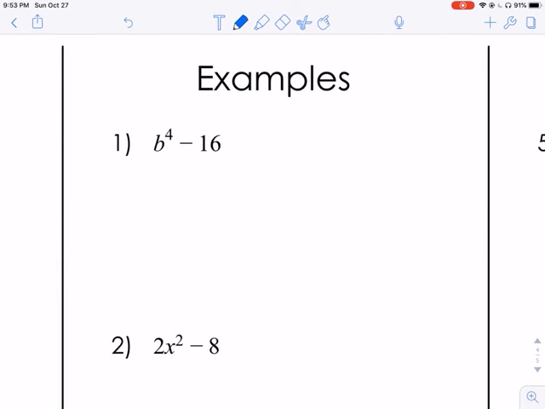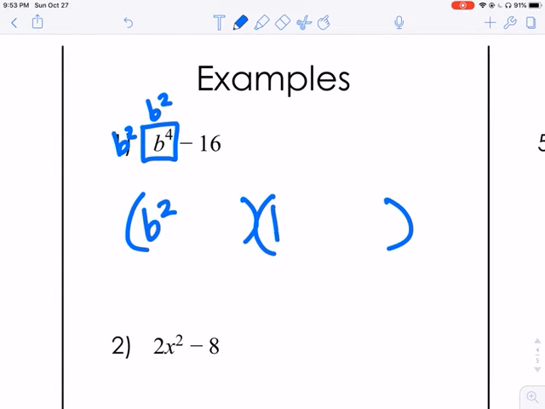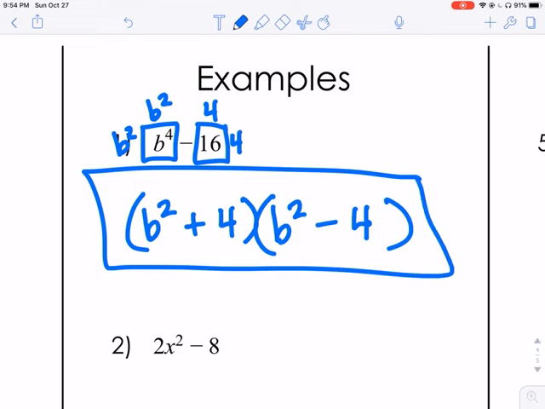First example, b to the fourth power minus 16. So b to the fourth power is like b squared times b squared. So that means that I can put b squared here and b squared there. And 16 is like 4 and 4. So I'm going to put 4 here and 4 there. I have one positive and one negative. Right, so this is kind of like a shortcut for the x factor.